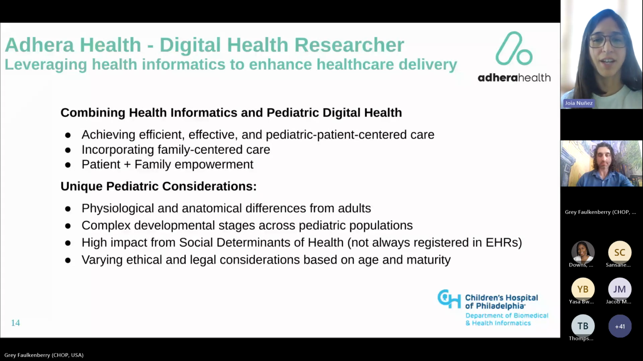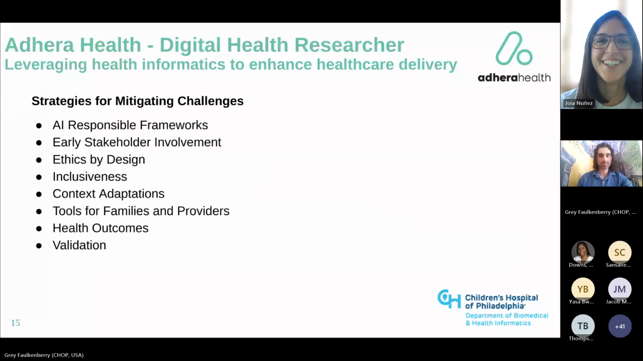If you want to go to the next and last slide, which are these strategies for mitigating these challenges. We use responsible AI frameworks. This means that we research the frameworks before we apply them, and we also develop our own frameworks that we then validate. We involve stakeholders at very early stages. We apply ethics, inclusiveness, and context adaptations for patients from different populations with diverse backgrounds, with different needs. And we provide tools both for families and providers.